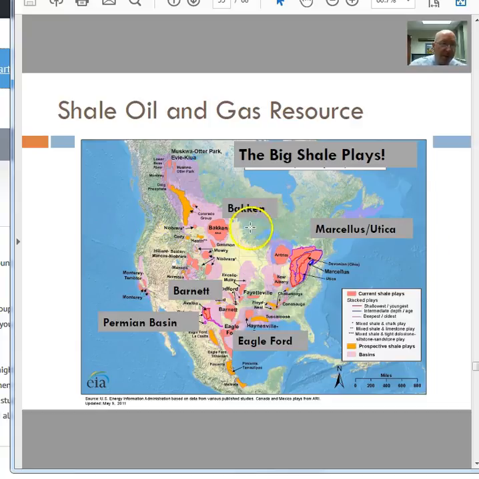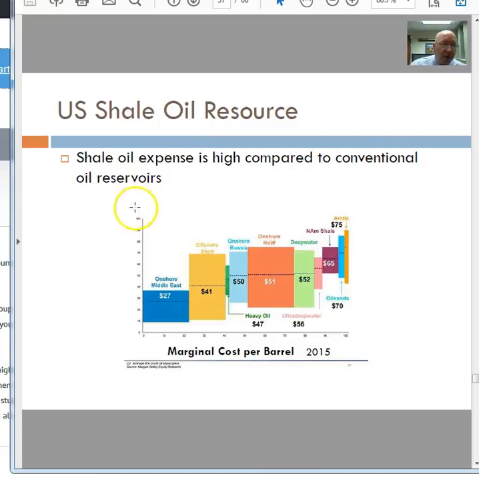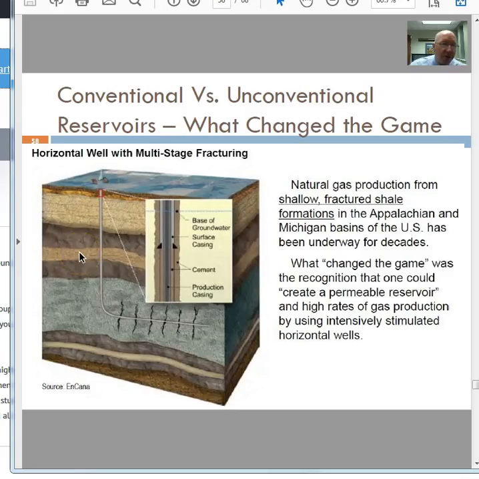Again, this slide is a nice summary of conventional versus unconventional. This is a great map where these are, if you remember, the major shale plays I wanted to be familiar with. I also wanted you to be familiar with the Haynesville shale over here. Shale wells decline more rapidly than do conventional wells, and they tend to be more expensive, although those costs are still coming down.